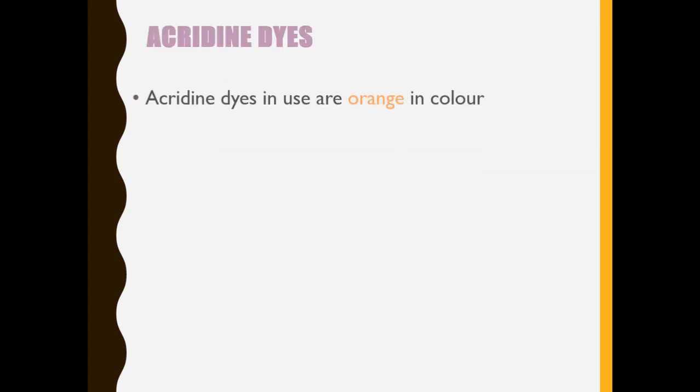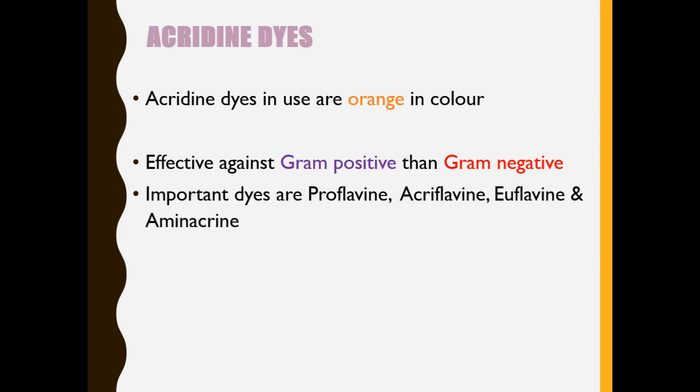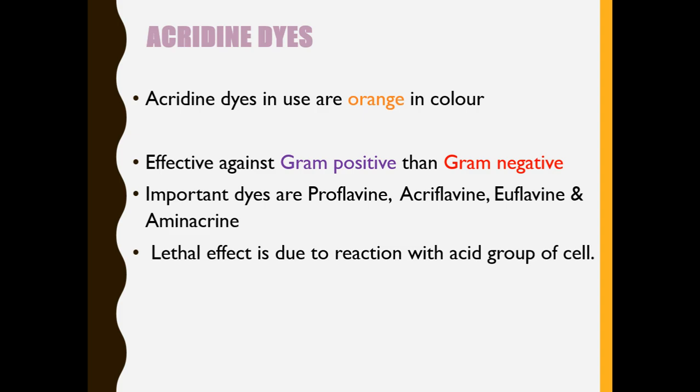The next one we'll see is the acridine dyes, and these dyes are mainly orange in color. These acridine dyes are highly effective against gram positive bacteria rather than gram negative. So definitely they are able to kill gram positive bacteria more easily as compared to gram negative. The effectiveness is more against gram positive bacteria. The important dyes included in the acridine group are proflavin, acriflavin, euflavin, and aminacrine.